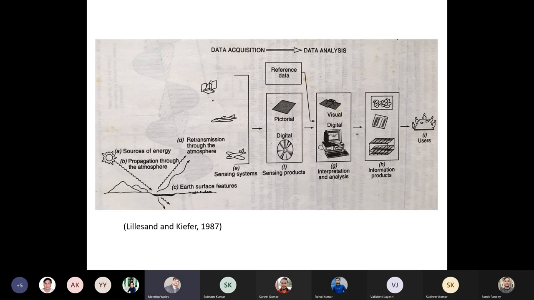At step E, we talk about sensing systems. When we have a detailed understanding of these 4 steps, then only are we in a position to design the sensors. We are in a position to select the spectral band, like which spectral band we choose for the sensor. Now, what is the criteria to choose the spectral band? Obviously, the criteria should be that the sensor should receive enough energy in that spectral band.